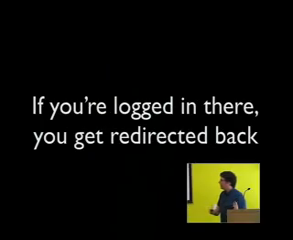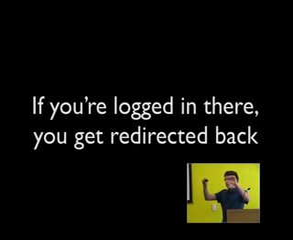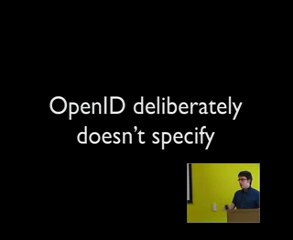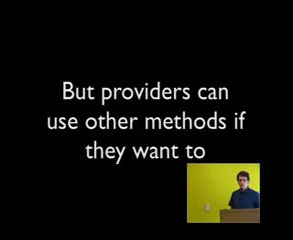The site redirects me to the identity provider. If I'm logged in now, I get redirected back. So that link tag is all that you need to turn a page into an OpenID and let the site you're signing into know where it should send you to check your identity. How does your identity provider know who you are? Well, so far I've shown you stuff with usernames and passwords, but OpenID deliberately doesn't specify how authentication with the provider should work. So while usernames and passwords are common, providers can use other methods if they want to.